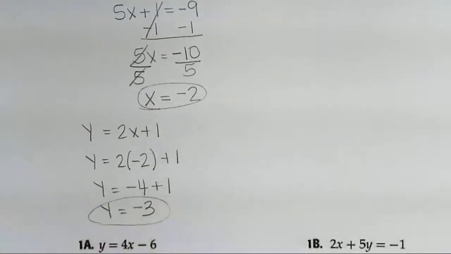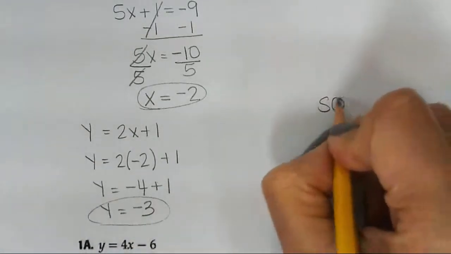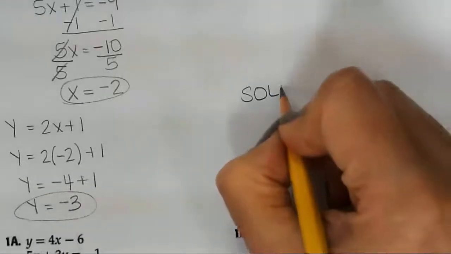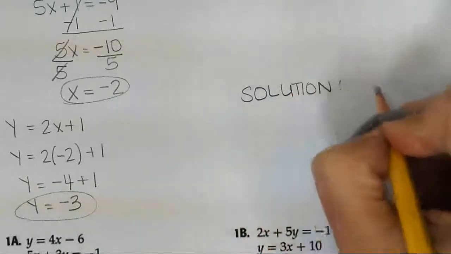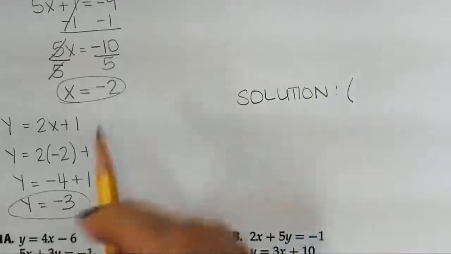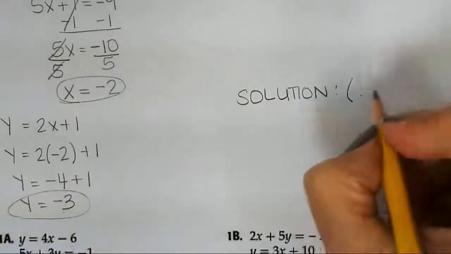So our solution, I'm going to go ahead and write it over here, is an ordered pair, which is negative 2 and negative 3.